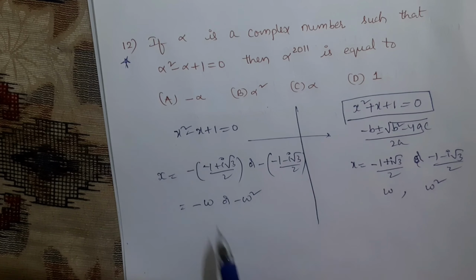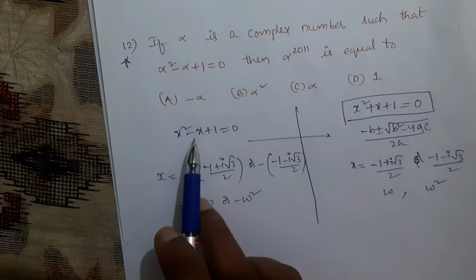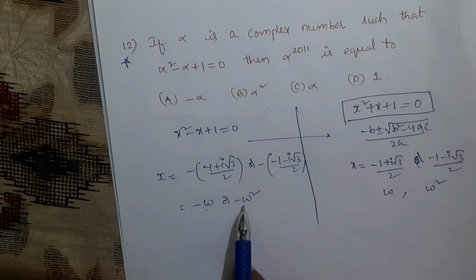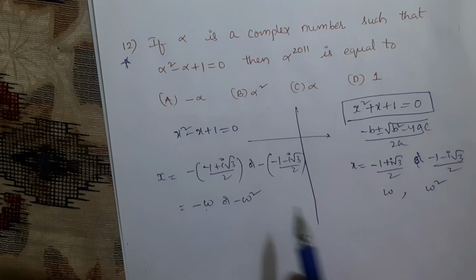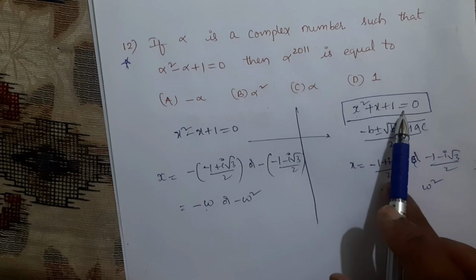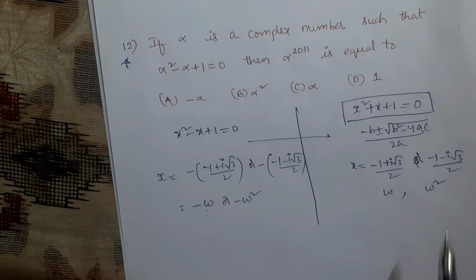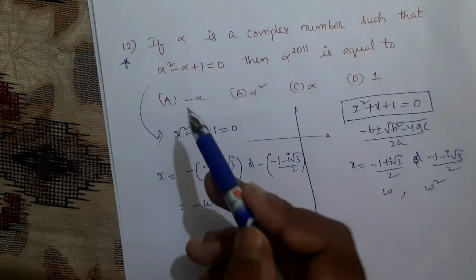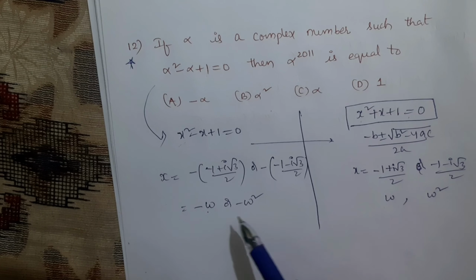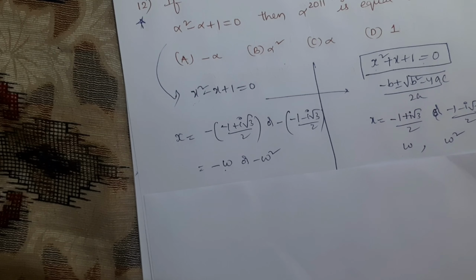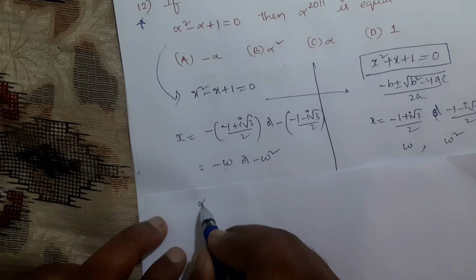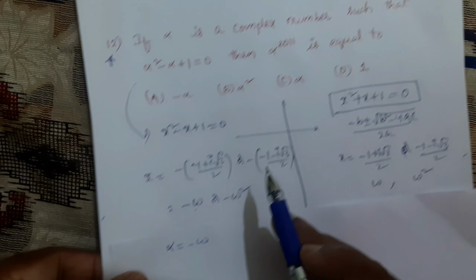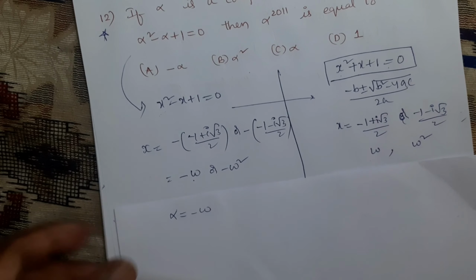So you need to remember these two values. If it is in the form of x square minus x plus 1 equal to 0, the roots are minus omega or minus omega square. Now if it is in the form of x square plus x plus 1, then the roots are omega, omega square. Now the given question is in this form, so we can consider alpha as minus omega or minus omega square. Now here I will consider alpha as minus omega. Here what the question asks is alpha power 2011, we need to find.